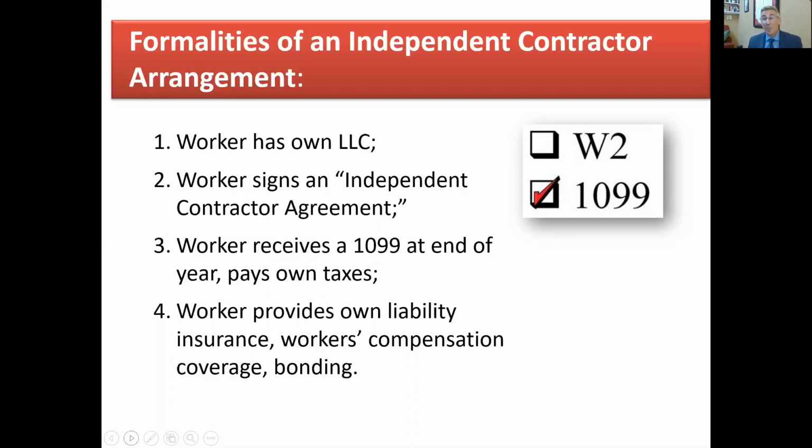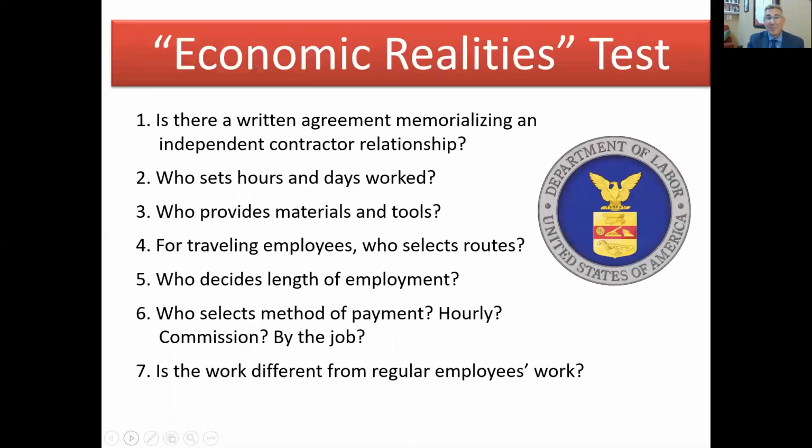All of these formalities are important, but not dispositive. They don't determine for certain whether someone is an employee or an independent contractor. Here's what does. It's something that the US Department of Labor refers to as the economic realities test. What is the economic realities test? In a nutshell, it's control.